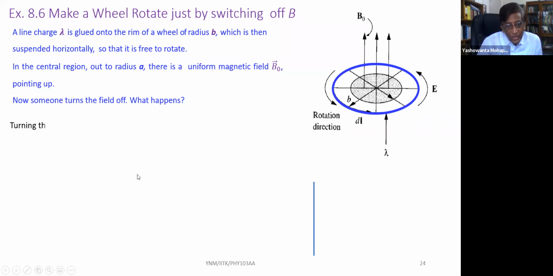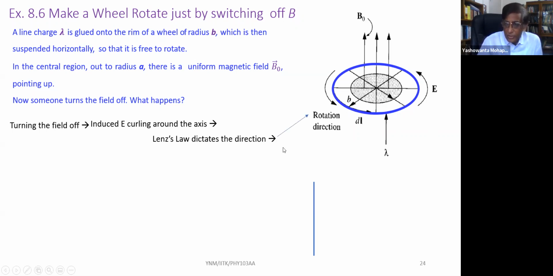All right. So turning the field off leads to an induced electric field curling around the axis, everywhere. And so it must be curling around this rim also. Lenz's law dictates the direction, such that the field is changing and the current would flow such that it keeps up the flux, because Lenz's law says, or we know because of the minus sign in Faraday's law, it will try to oppose the reduction of the flux in that direction.